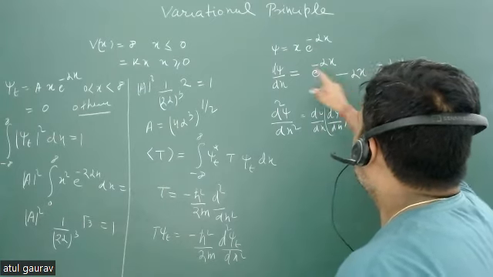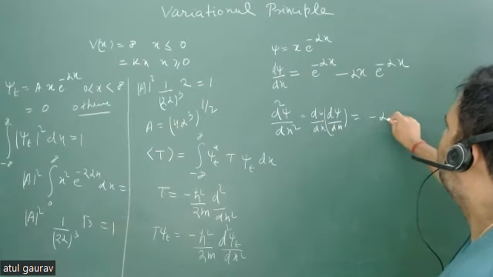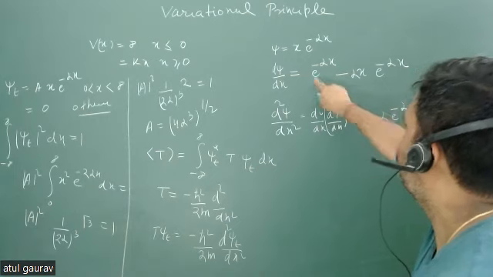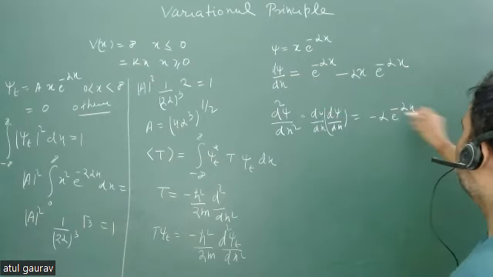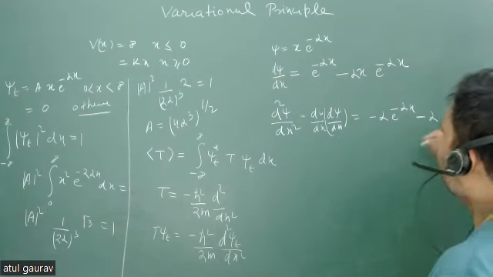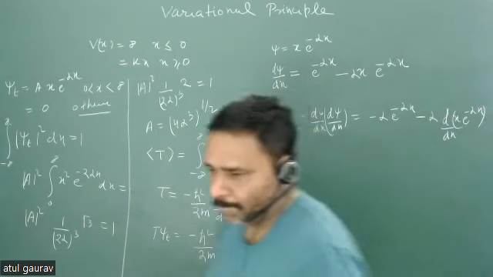Okay. So when we calculate this, this value is equal to minus alpha e to the power minus alpha x. So I am differentiating this, and I can put minus alpha here, and you can see d upon dx of x e to the power minus alpha x. So you have already calculated this, isn't it?